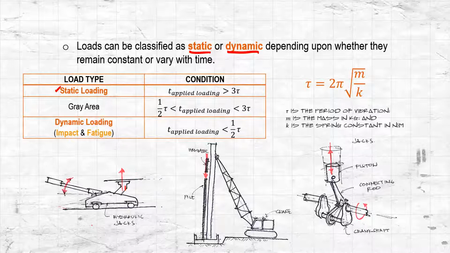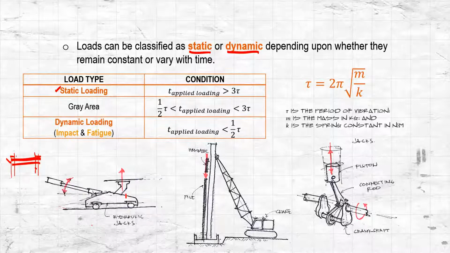For example, the most common example of these static loadings is the beam that rests on a column. Okay, so that's the loading, let's say the weight of the beam. That's constant with time. Okay, so that's the typical example.